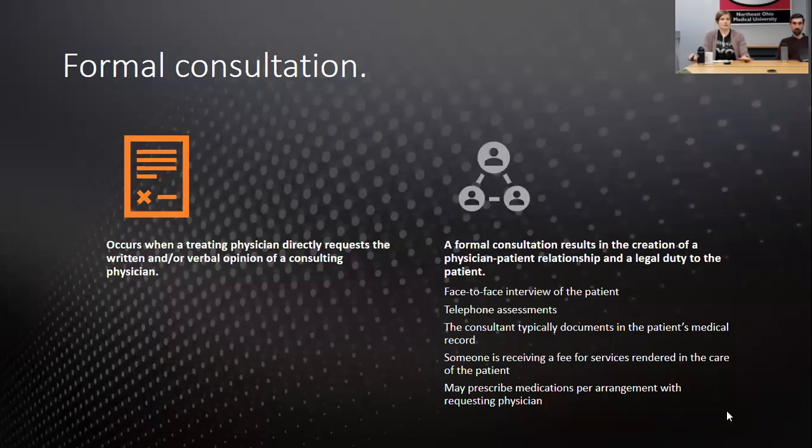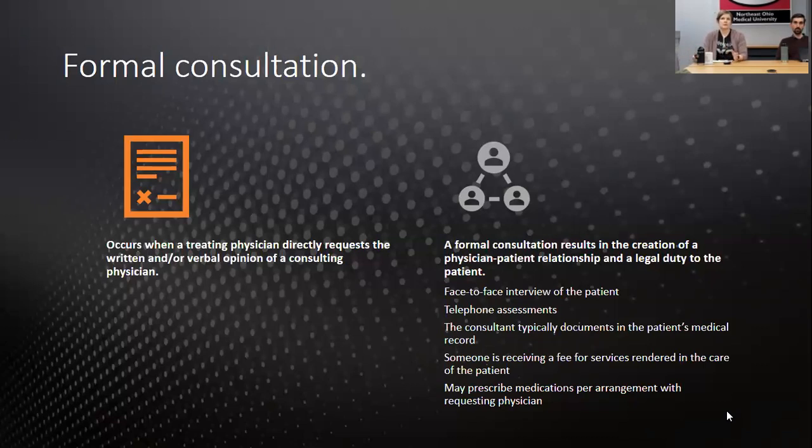Formal consultations. This is where you would have a little bit more potential risk of liability, because it's really occurring when there is a treating physician or clinician of some sort who's asking for the written or verbal opinion of a consulting physician. So you see this in the collaborative care model, where there's a primary care physician who's working with the behaviorist, who's also working with the consulting psychiatrist. So for that consulting psychiatrist, whatever their opinion is, there's a lot more liability there than if you were asking for a curbside consult in some other session or some other format.